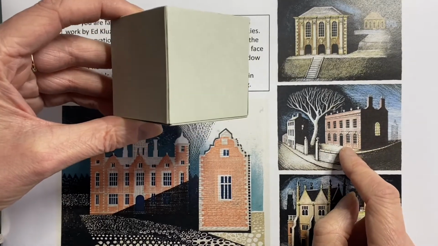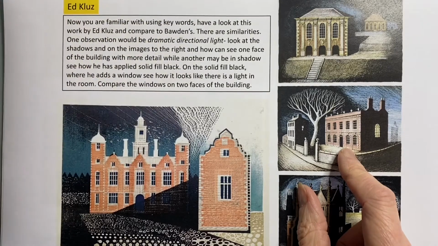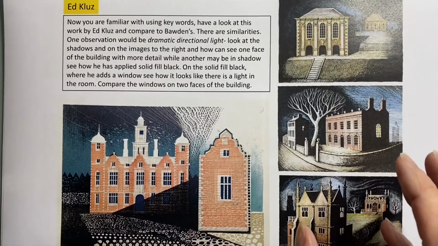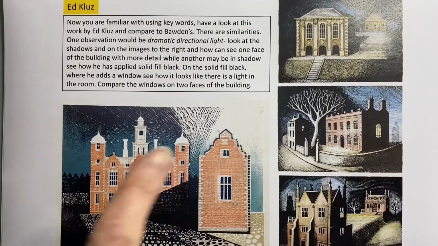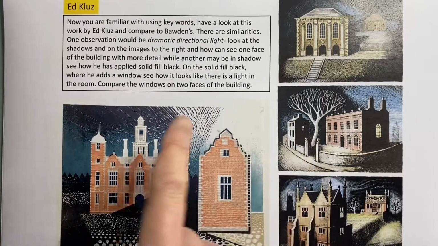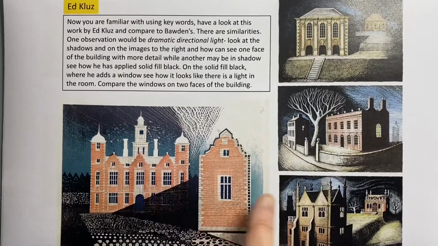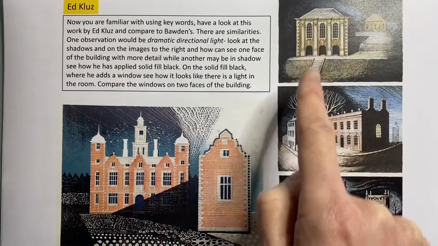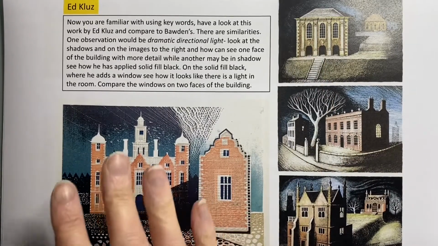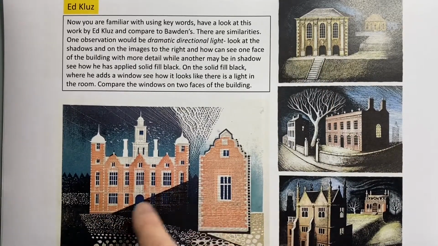Now, I would say the difference between these two artists, a significant difference, is this very dramatic use of light. These look like a torch or a bright light has been shone directionally onto this plane of the building, this plane of the building, that plane of the building. And even in this one where we're seeing a flat elevation, there is this very dramatic shadow.